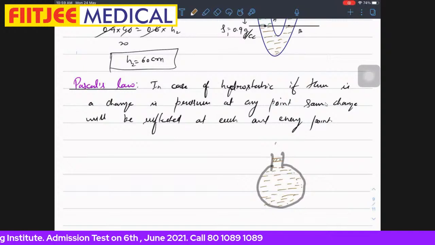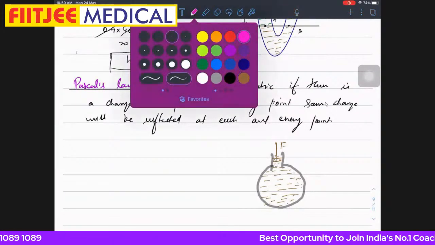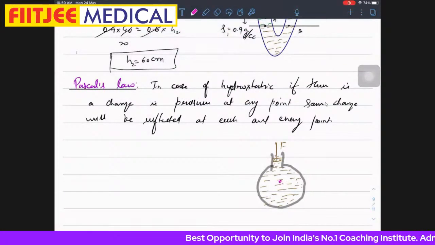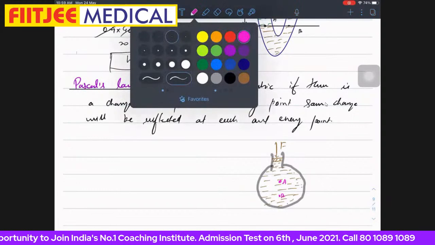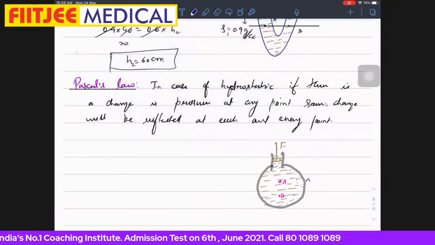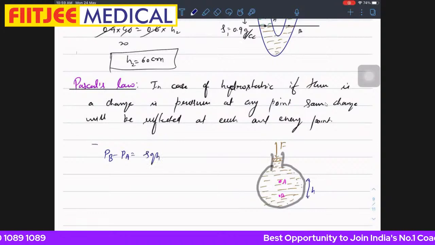Suppose this is closed here and applying a force F here. I take two random points in the system, A and B. If the height difference between these two points is h, what can I write? PB minus PA will be given as rho g h.